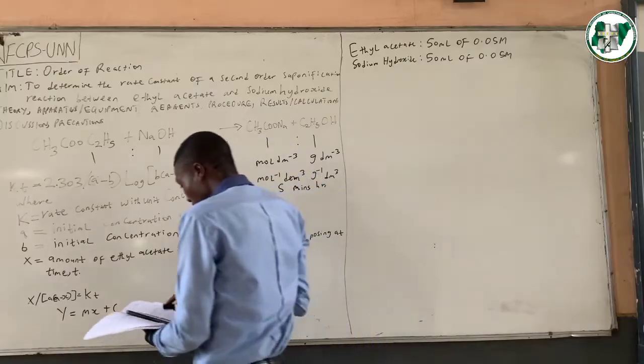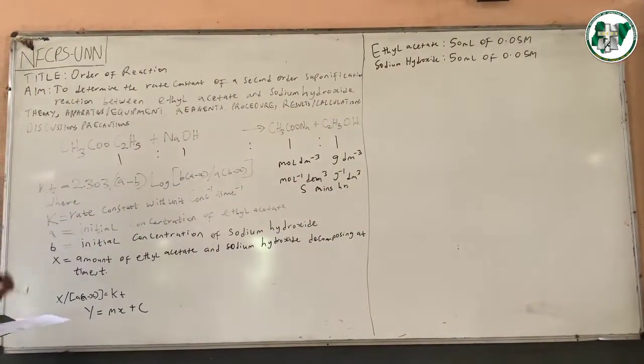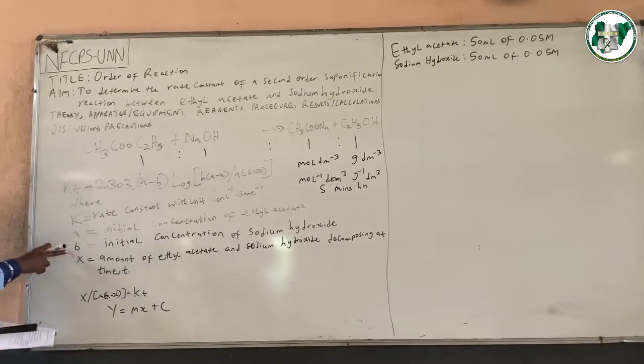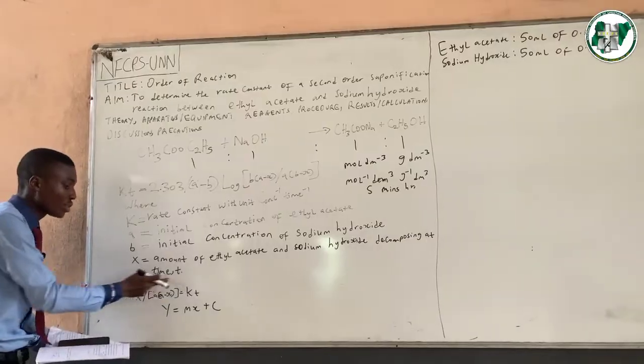Remember what we said about this particular experiment. We said that for a second order reaction where the a and the b concentrations are equal, automatically you are going to reduce the equation to this.